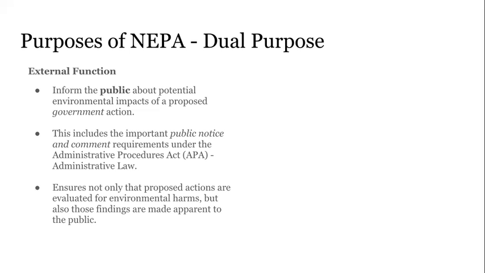And what that does is that ensures not only that the proposed actions are evaluated for environmental harms, but also those findings are made apparent to the public. So we have that sort of, is there going to be any environmental issue? But importantly, let's not just keep that between us. Let's not just do that as a sort of internal dialogue. Let's go ahead and report on our findings, good, bad, or indifferent, to the public. And that is an incredibly important function in a democracy, is that government activities and government thinking is made public and transparent to who the government serves, which is the public, which are the people, right?